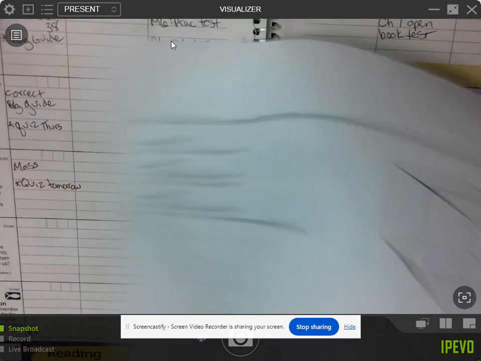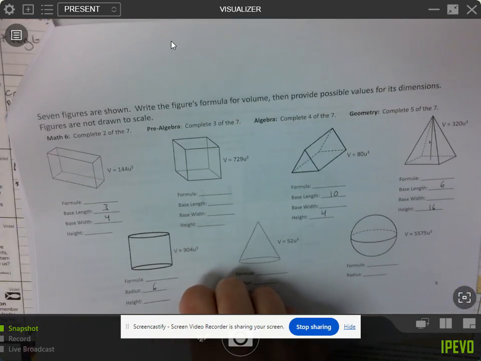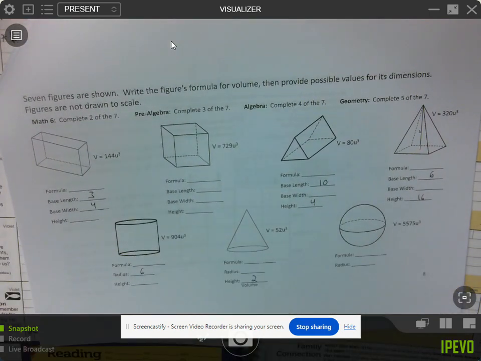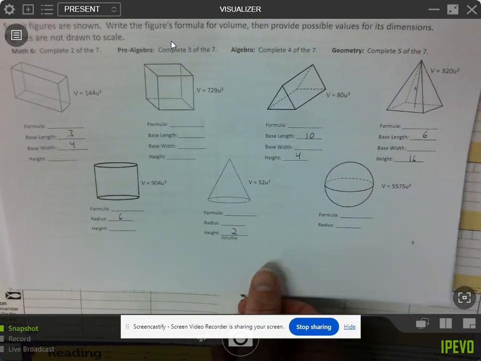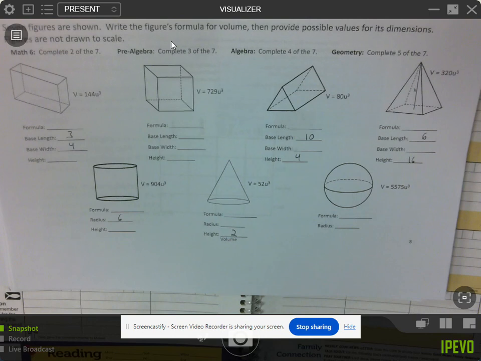Next page. This one, we need some formulas to write down. So, to find, let's see if I can move this up a little bit. Pre-algebra has to do 3 of these shapes. We are finding the volume for each shape. What did we say the volume for a rectangular prism is? Who remembers? Claire?